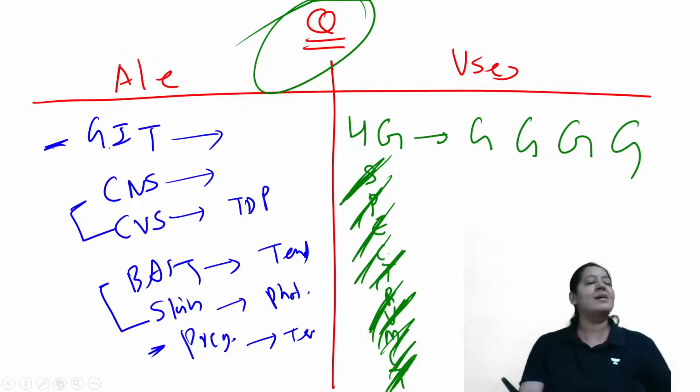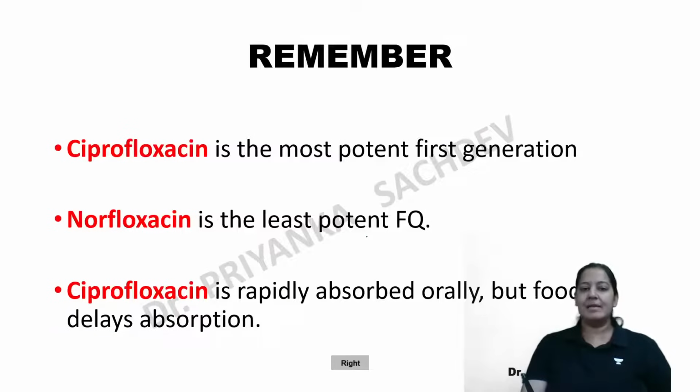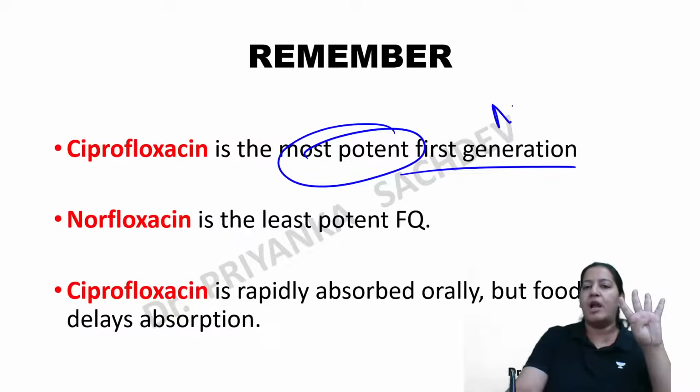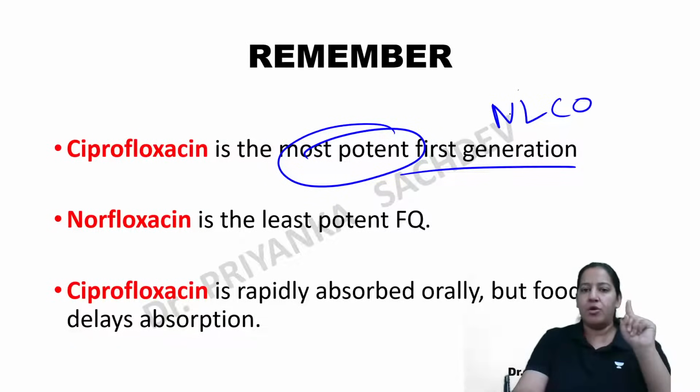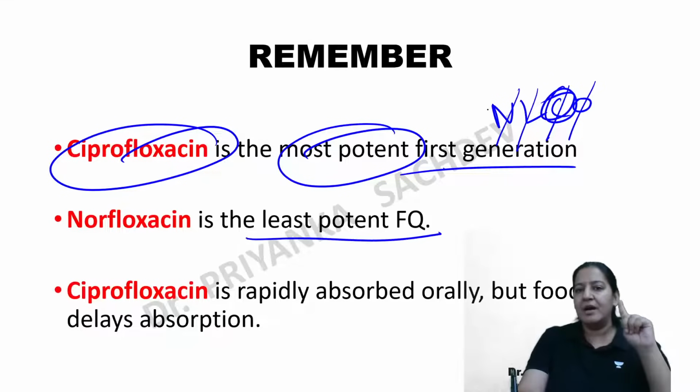Shall I proceed? Now there are some one-liners on which many MCQs come. I'm telling you all the one-liners. Now tell me which is the most potent among the first generation. In the first generation, I told you four. Nalco. If you remember, Norflox, Lamiflox, Ciproflox, and Oflox. So among the first generation, Ciproflox is most potent, right? And which is the least potent?